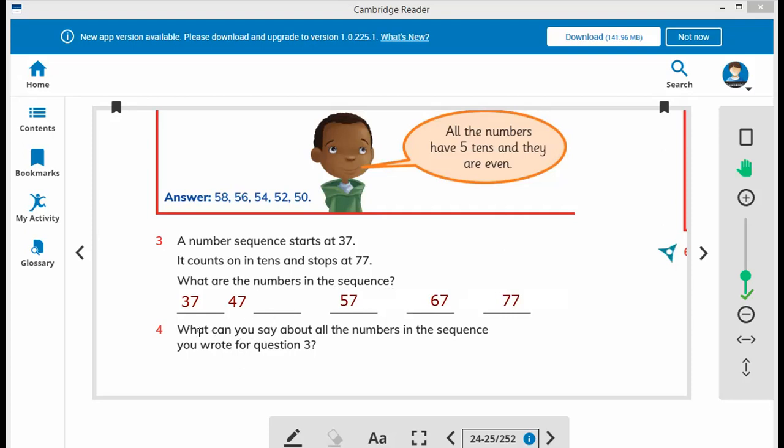What can you say about all the numbers in the sequence you wrote for question number 3? So for question number 3, all the numbers are not even, they are odd. You can say, write with me, all the numbers are odd. All the numbers are odd.